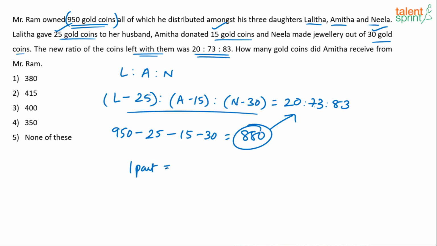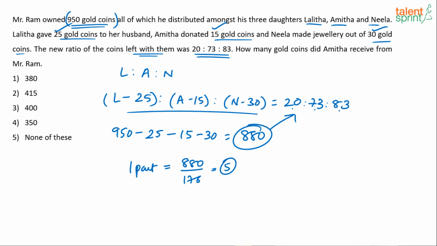You understand? I'm explaining to you the basic concept of ratio and proportion, right? There are total 20 parts for Lalita, 73 parts for Amita, and 83 parts for Neela. So 176 parts are adding up to 880. So the value of one part will be 880 by 176, which is 5. That's it. Now this is important.